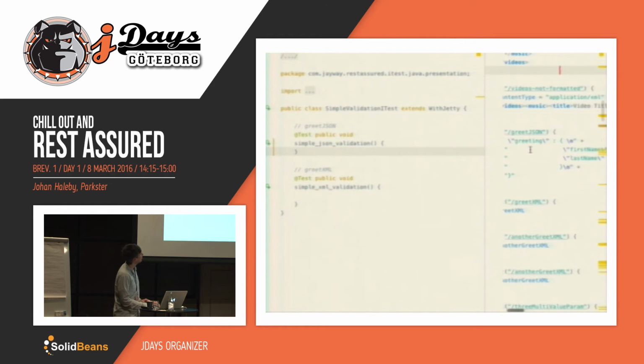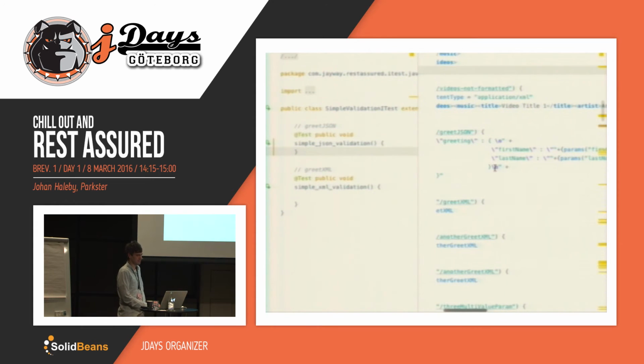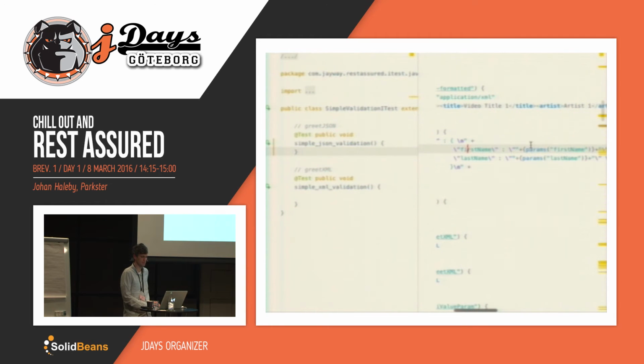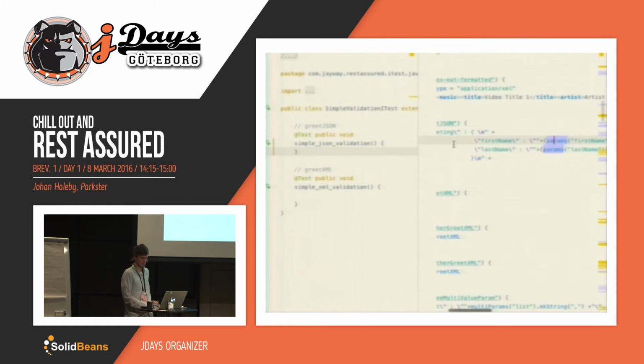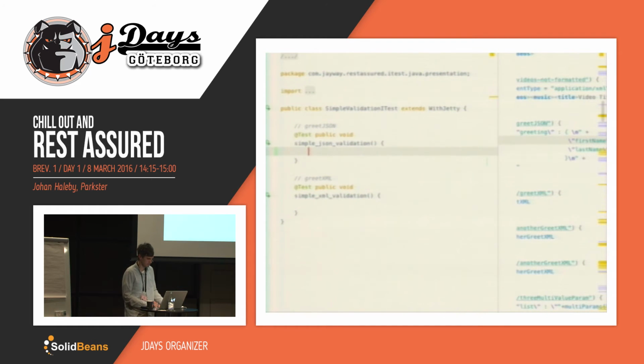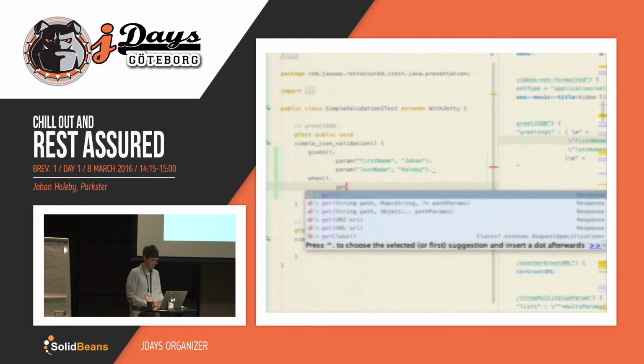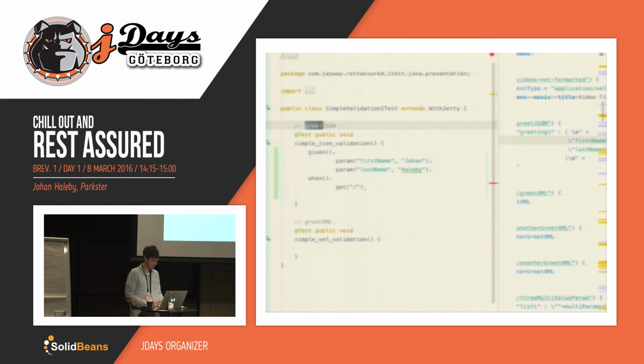So let's try this. What I want to test here, I have a simple GET resource for greet JSON, and it returns a JSON document with the greeting, first name and last name. It takes a parameter called first name, and just returns me this little nice greeting here. So we want to validate this with REST Assured to see that it works. So we do given, parameter first name Johan, and then last name Haleby. And we want to apply these parameters when we do a GET request to greet JSON.